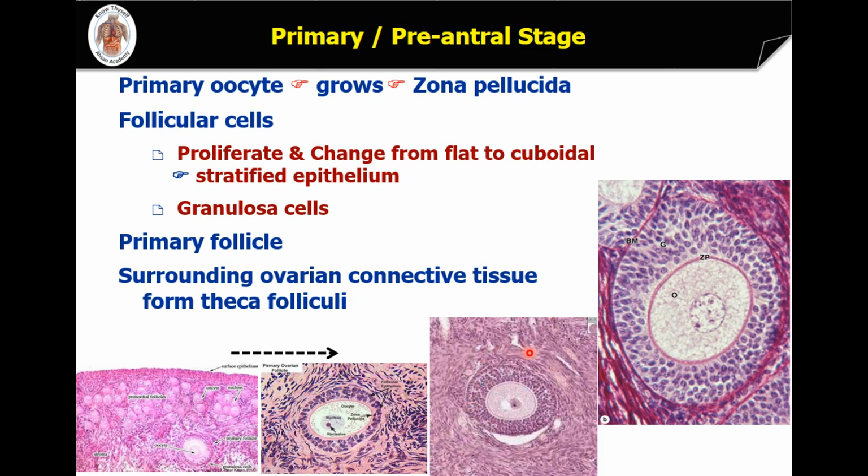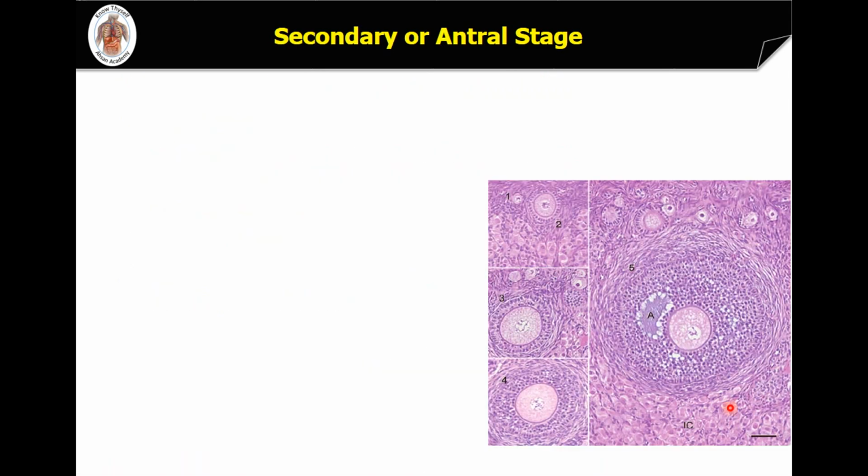There are also some changes in the connective tissue surrounding the follicle. It becomes very vascular. Here, this is the connective tissue showing some changes. This is known as theca folliculi. You can see this is the oocyte, and these are the granulosa cells.